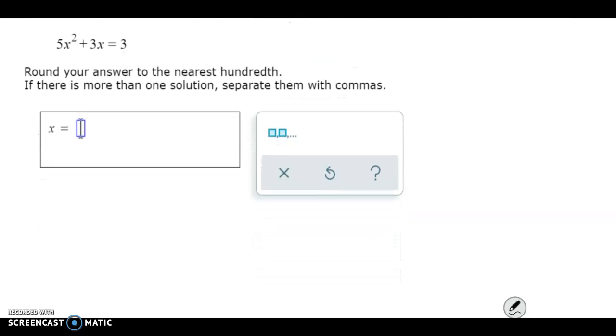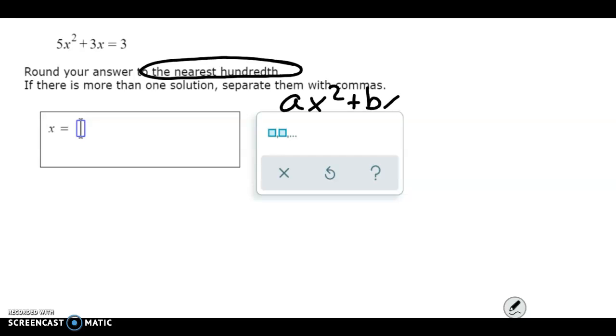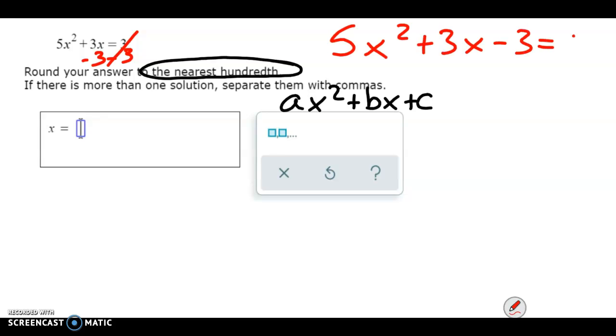In this question, round your answer to the nearest hundredth. So here you're going to need to be actually taking that square root of that number when we get down to the end. We'll talk about that when we get there. So in this situation, when we've got 5x squared plus 3x equals 3, remember we need to be in that standard form of ax squared plus bx plus c. So I have to get everything over on one side of the equation. So I'm going to subtract 3 from both sides. So it cancels out on the right, and then I'm dealing with 5x squared plus 3x minus 3 equals 0.